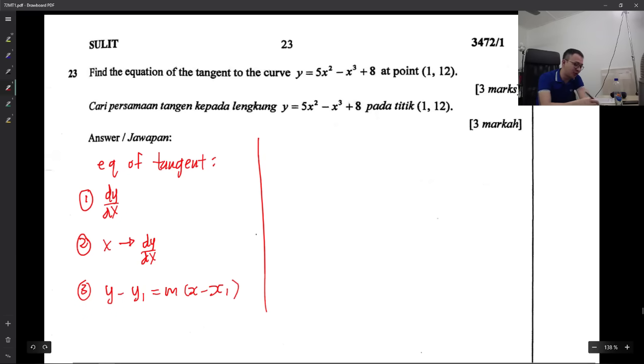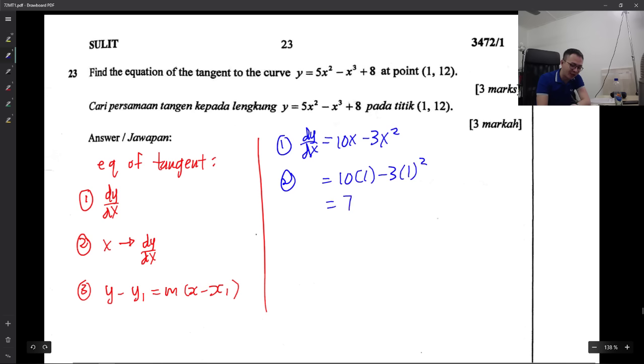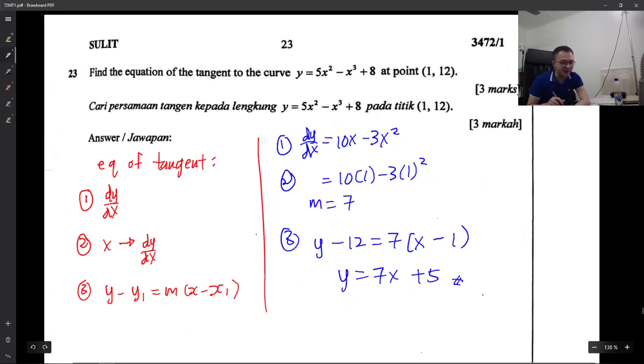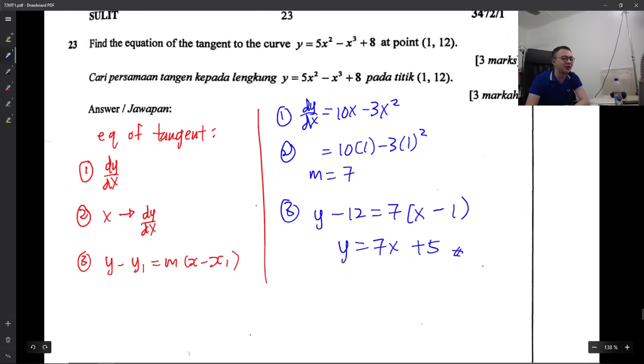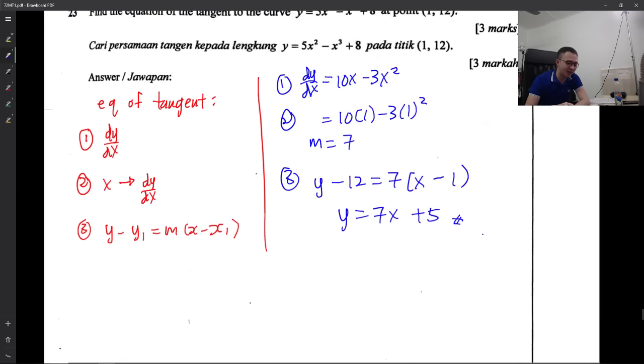Okay, so I'm going to show you how to use the 3 steps here. First step, I do the dy dx. This is 10x minus 3x squared. Second step, I sub my x value into my dy dx. So 10(1) minus 3(1) squared, which is 7. Third step, I form the equation: y minus 12 equals to m, which is 7. dy dx is m, okay? Times x minus 1. So y equals to 7x plus 5. Alright, just like this, quite simple. So make sure you remember all these 3 steps, you can easily get equation of tangent.